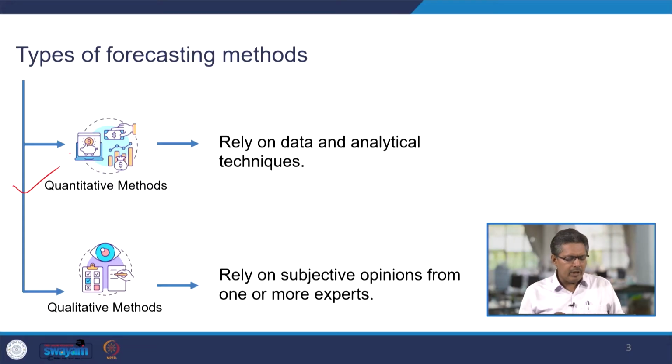Now, the types of forecasting methods that we are talking about are basically two: quantitative methods and qualitative methods. Quantitative methods, as it says, depend on the numbers. So, what kind of numbers do you have in your hand?